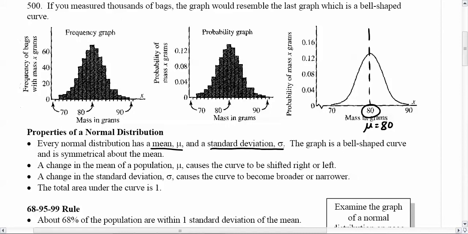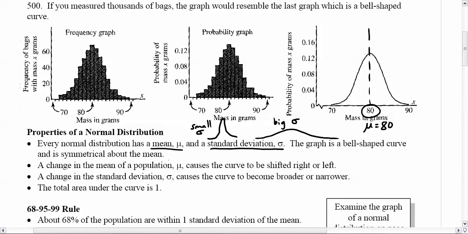And the standard deviation tells you how skinny the normal is. So a really small standard deviation would be a really tall and skinny normal graph. And a really big standard deviation would be a really wide and fat normal graph. So this has a big standard deviation. This one has a small standard deviation.